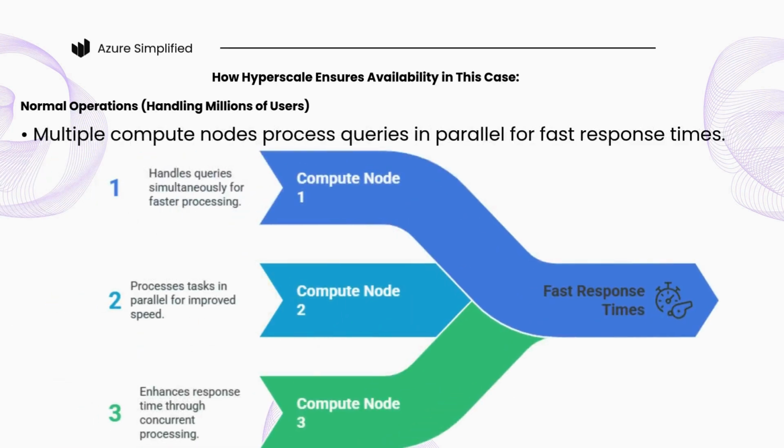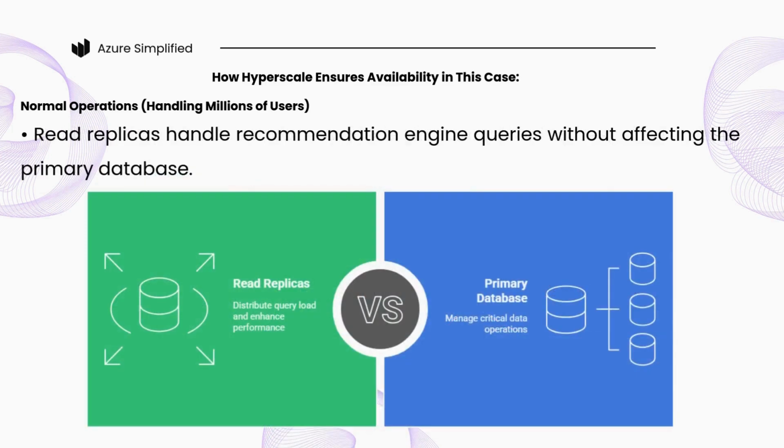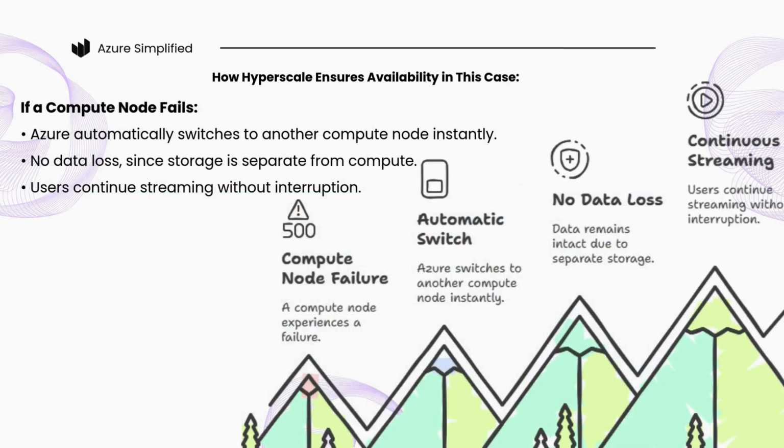Multiple compute nodes process queries in parallel for fast response times. Read replicas handle recommendation engine queries without affecting the primary database. If a compute node fails, Azure automatically switches to another compute node instantly. No data loss, since storage is separate from compute. Users continue streaming without interruption.